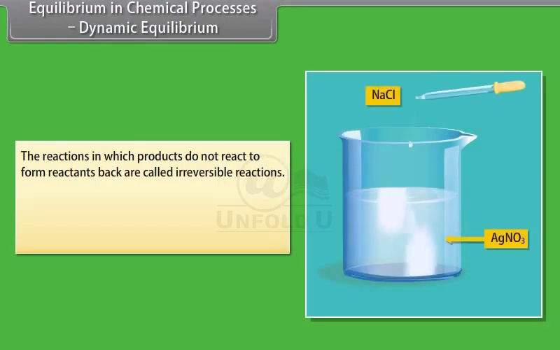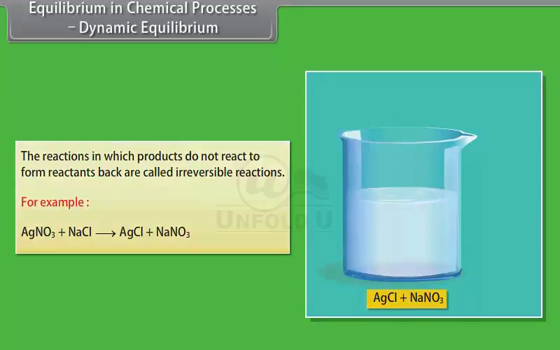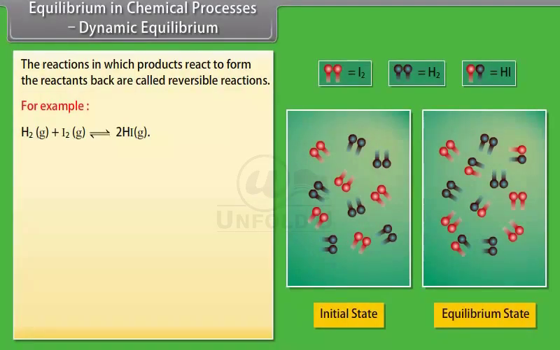Equilibrium in chemical processes. Dynamic equilibrium. The reactions in which products do not react to form reactants back are called irreversible reactions. For example, silver nitrate reacts with sodium chloride, gives rise to silver chloride and sodium nitrate. The reactions in which products react to form the reactants back are called reversible reactions. The reversible reactions are represented by putting two arrows pointing in opposite direction. For example, hydrogen reacts with iodine, gives rise to hydrogen iodide.